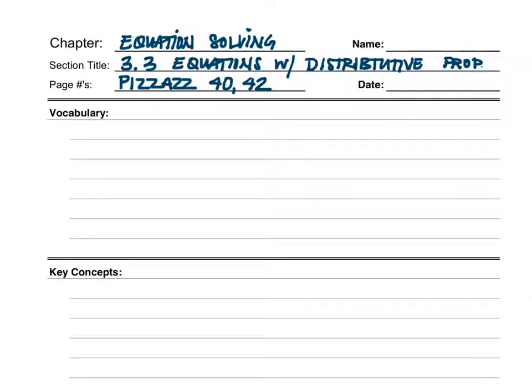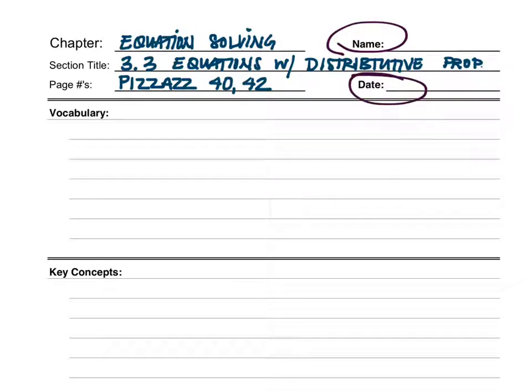Hello and welcome. This is Algebra 1A. We're working on the chapter of equation solving. The section title we're working on tonight is 3.3, Equations with Distributive Property. And the Pizzazz pages that will work in coordination with this are Pizzazz page 40 and 42. Make sure that you take a moment to add your name and date in.